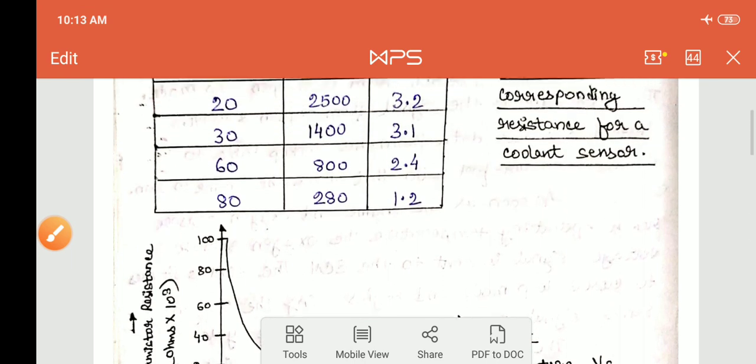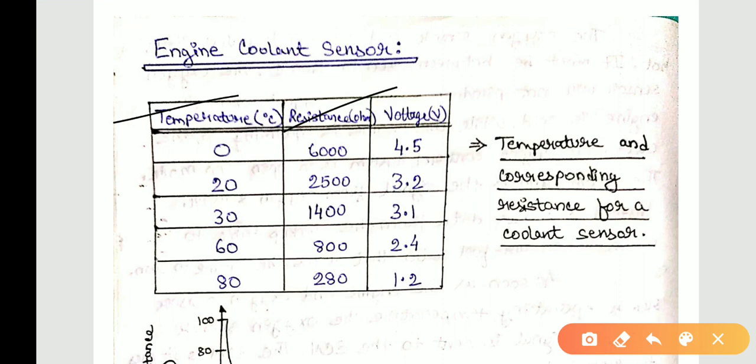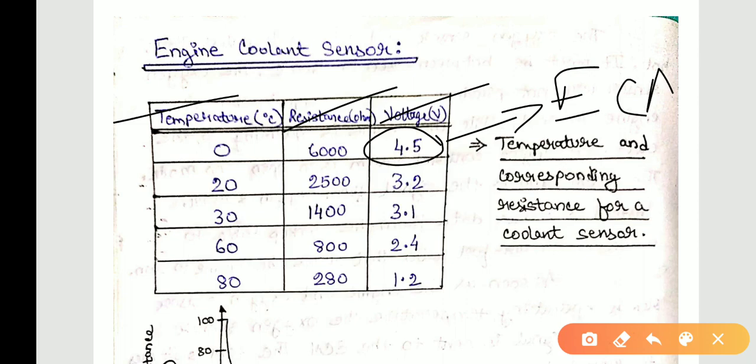Now let us move on to this table. You see, there are 3 columns: temperature, resistance and voltage. Now see how this varying voltage works. If 4.5 volts is sent to the ECM, that means the engine control module, which basically controls and regulates the whole electrical circuit of a vehicle, right? Now see, 4.5 volts sent to the ECM will indicate that the temperature of the coolant is 0 degrees centigrade and the resistance is 6000 ohm.